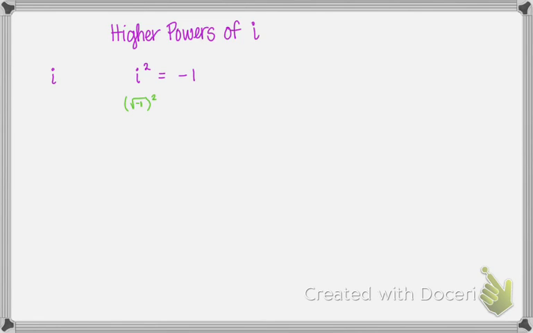Now, if I take i squared and I multiply that by another i, then I'm going to get i cubed. Well, if I know that i squared is -1 and I multiply that by i, then that means that i cubed is -1 times i, which is -i. That doesn't really simplify down to a real number, but it is simpler than i cubed.